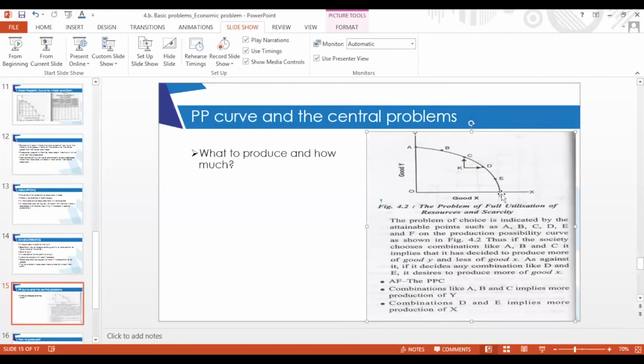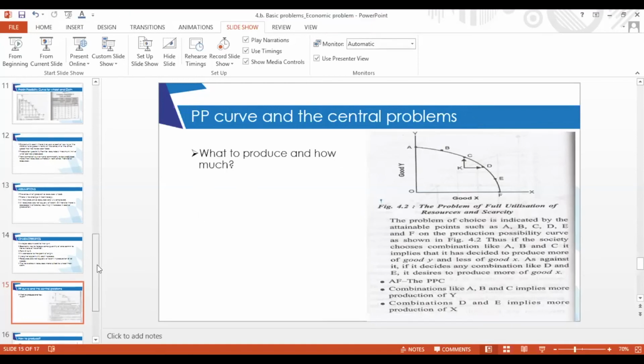These are the combinations given to you at efficient production. So you have to reach them. So what to produce and how much to produce is given by this curve, yes or no? Okay. So this answers the question, what to produce and how much to produce. The PP curve will tell you.